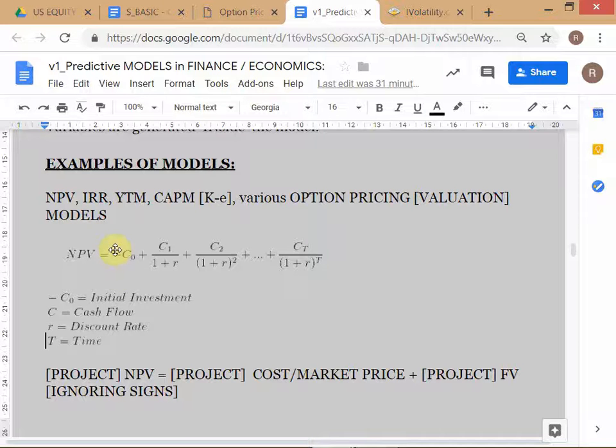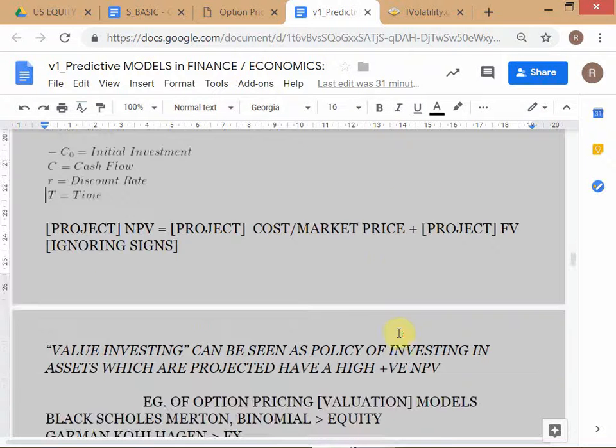When I said that the NPV model is structured as project cost plus, ignoring signs, or you can just write it as your project fair value minus project cost. So fair value versus market price. You just write it like this. So this is the correct formulation of the NPV model.